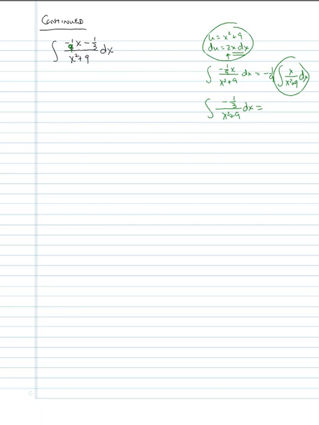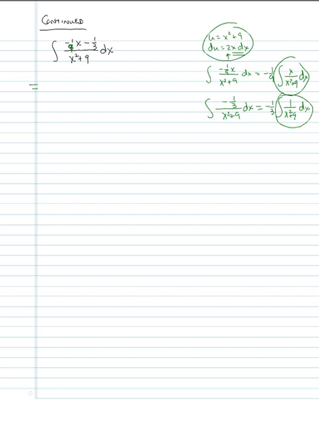Now, in that case, I could factor out a negative 1/3, and I have the integral of 1 over x squared plus 9 with respect to x. And then I recognize that this is an inverse tangent form. So if I break this one integral apart, and we've seen this before, here's what I'm going to do.